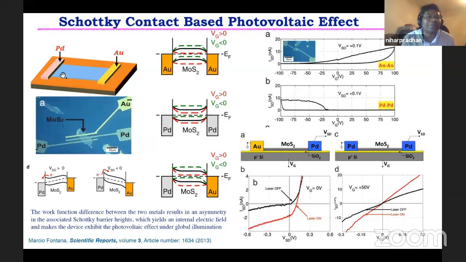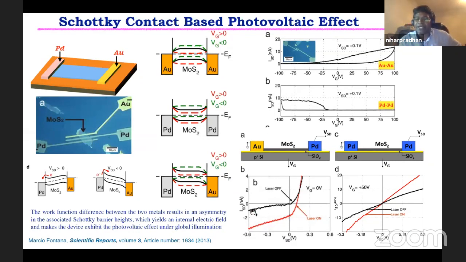Because of the Schottky barrier between the palladium and the MoS2 and between the gold and the MoS2, they have completely different Schottky barrier heights because the materials are different. So by applying the gate voltage and drain-source voltage, you will be able to see a nice PN junction. That means you can see the P type here and N type here. This is the N-type field effect transistor using gold and gold. When they use palladium, it shows P type from just MoS2. This is called the Schottky contact based photovoltaic solar cell.